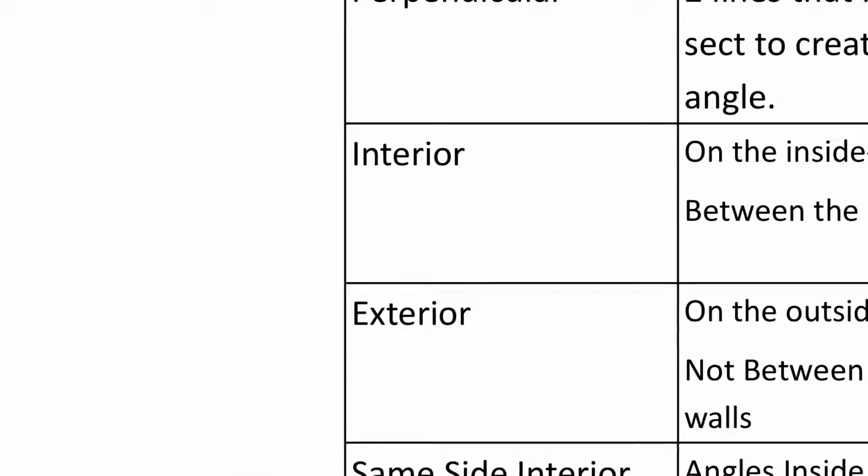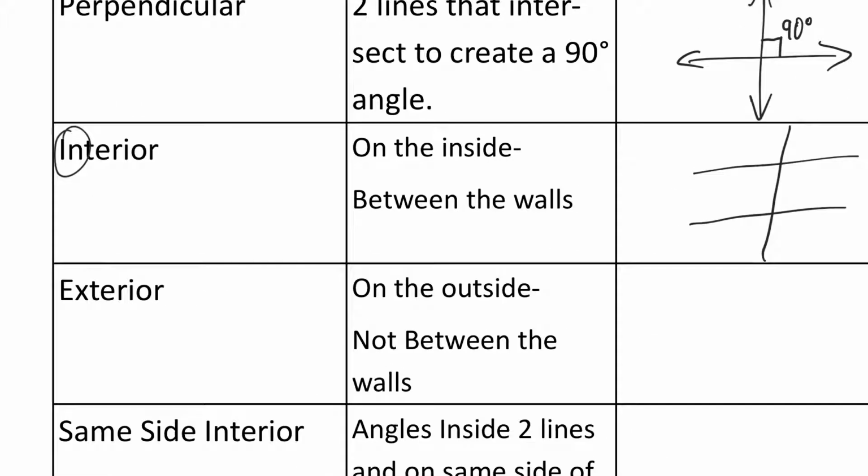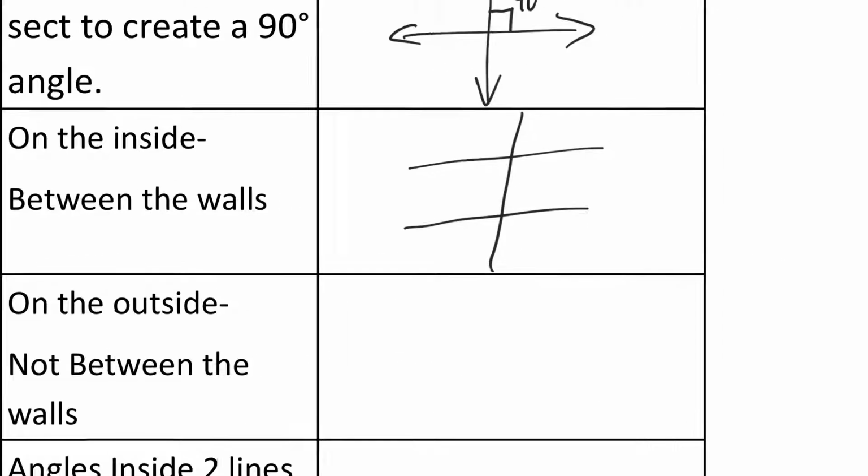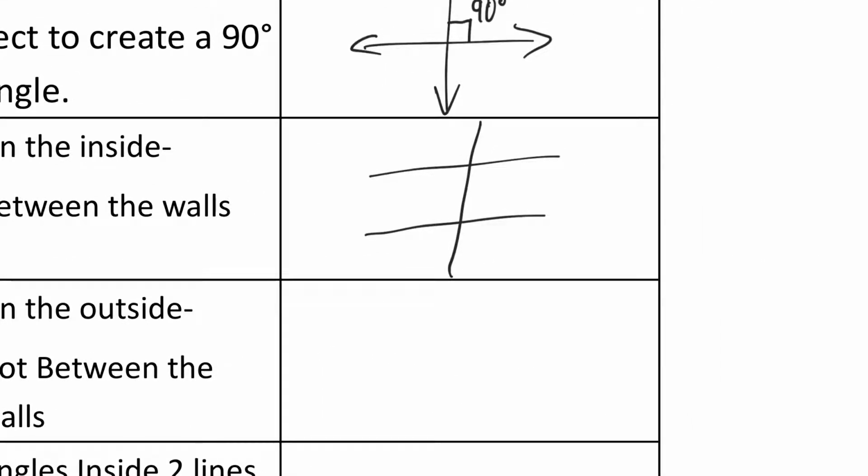So what does interior mean? Inside. Okay, interior means on the inside. It's what's between the walls. So think about this line as a wall and this line as a wall. The interior is everything that is between those walls. So everything in here is the interior.